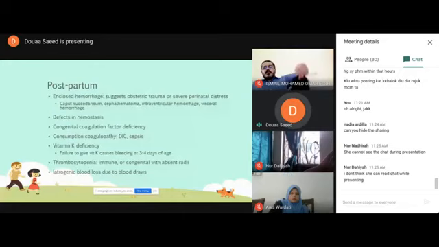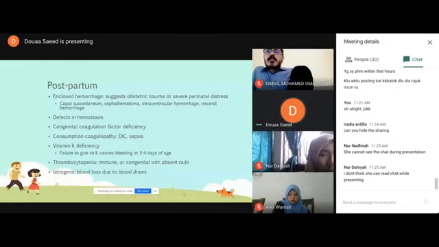There can also be defects in hemostasis, congenital coagulation factor deficiency, consumption coagulopathy, such as disseminated intravascular coagulation, or sepsis, or there can be vitamin K deficiency, in which case, with failure to give vitamin K, that's bleeding at 3 to 4 days of age. There can be thrombocytopenia, such as immune or congenital, and blood loss due to blood draws. Remember that neonates or babies have smaller blood volumes. So if we draw a lot of blood from them, then we can actually induce anemia.